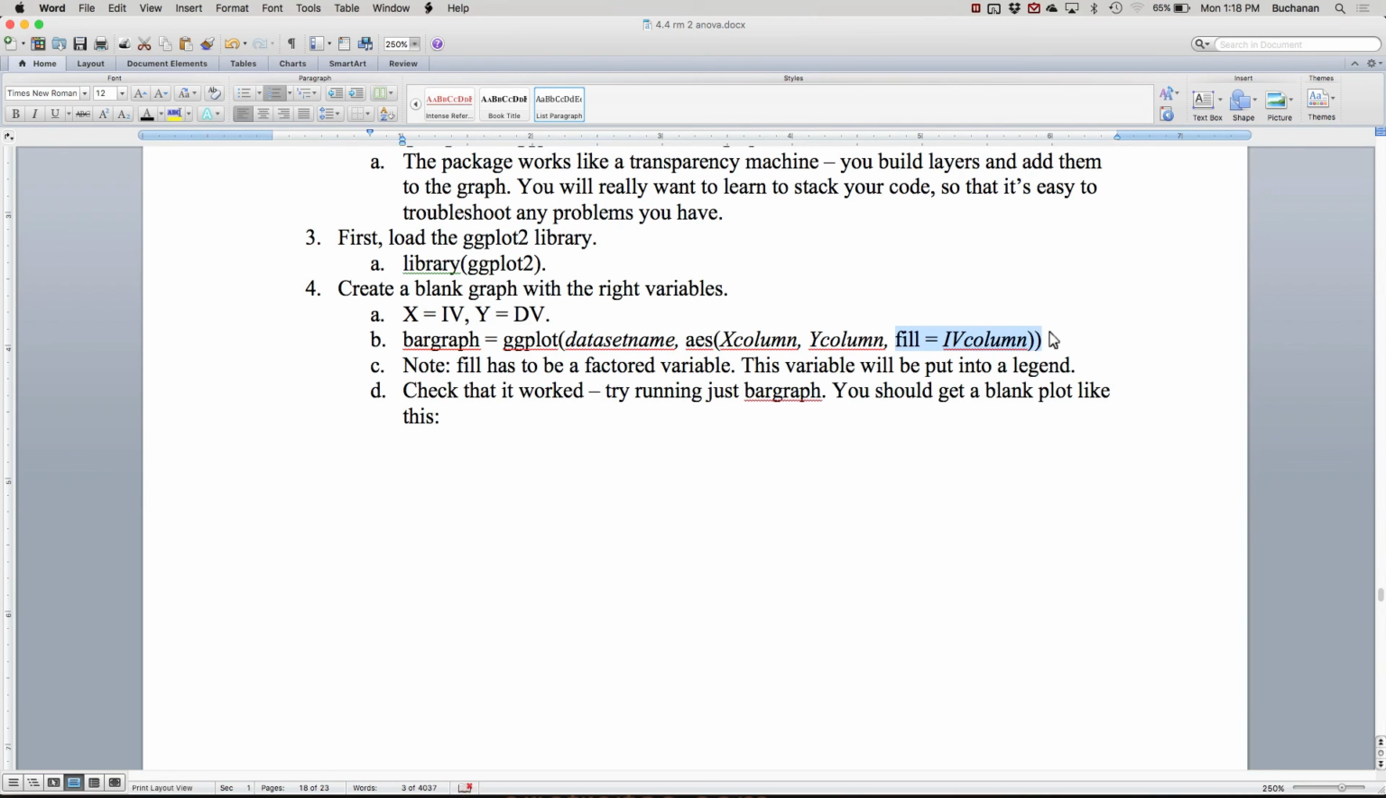I had a serious moment yesterday. I was like, fill versus color. God, do I remember how this works? Okay. So we're going to use fill. What does fill mean? Fill colors in the bars. Okay. So I've got my aesthetic, aes, my X column, my X axis, then my Y axis. Fill is the legend.